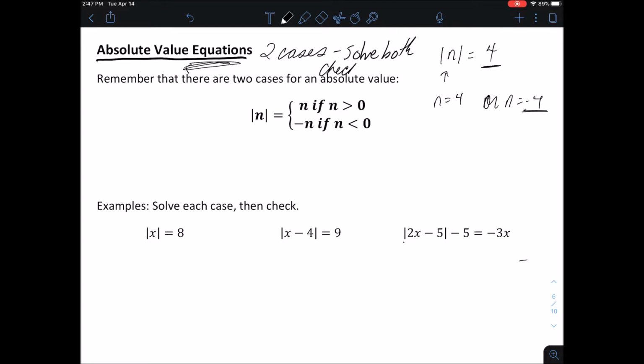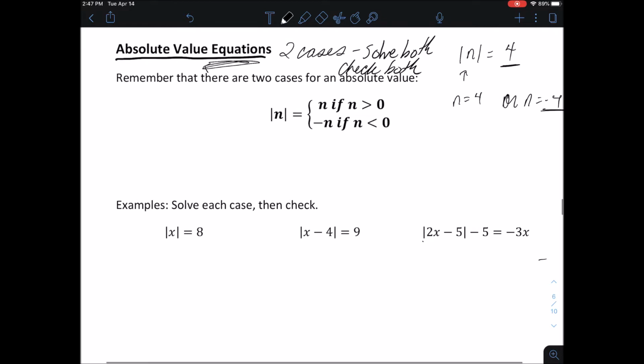And so I need to solve both. And I also need to check both. So we'll look at different ways you can check by hand, like we did with radicals, or by graphing.